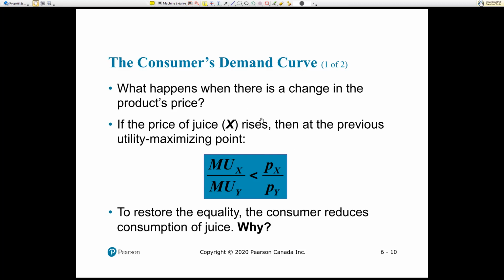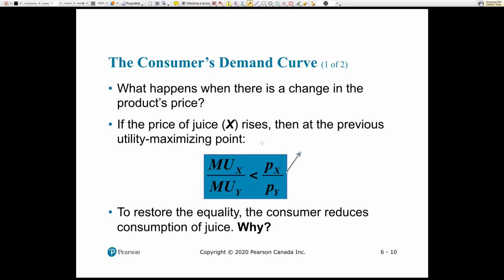So then what did I see? I see that px goes up and py stays the same. So what can I do as a consumer? This ratio here goes up, so this ratio here needs to go up to restore equality. Because what I want is that those two are equal.